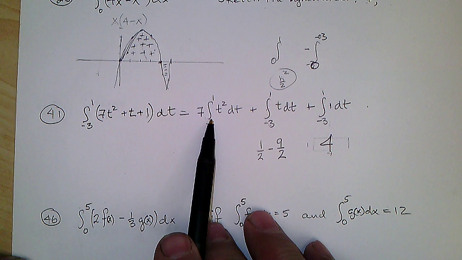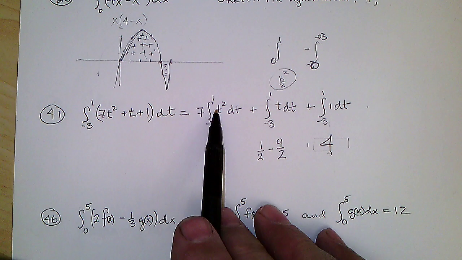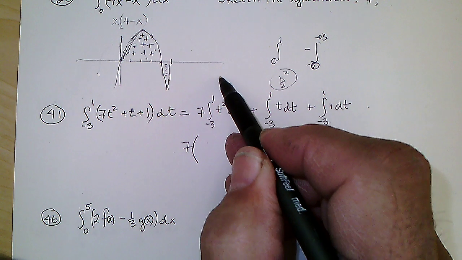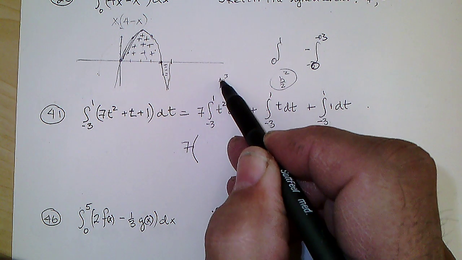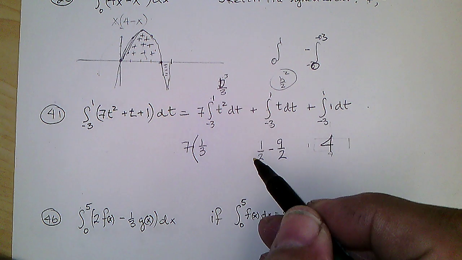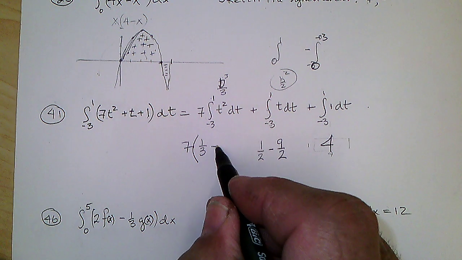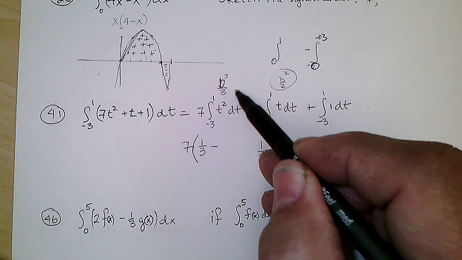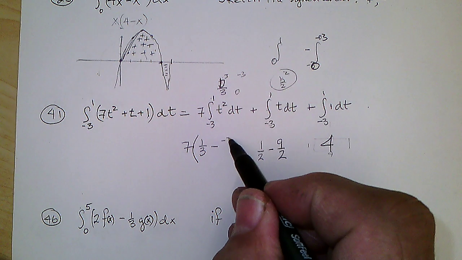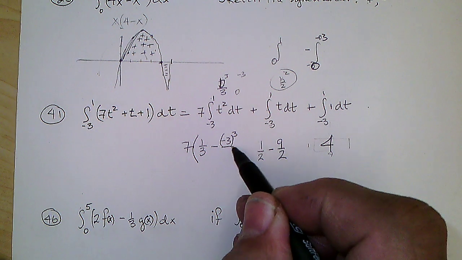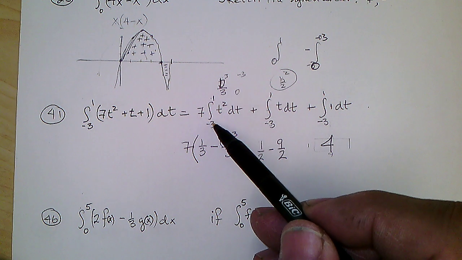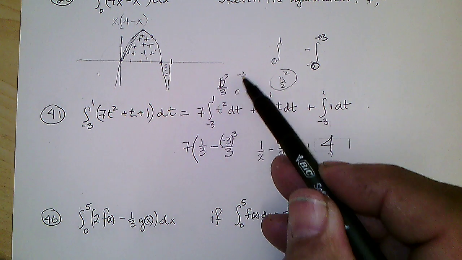And same for this one, I got to split it. So for the 0 to 1, I'm going to have 7 times, and the t squared rule is b to the third over 3. So I'm going to put 1 to the third over 3, 1/3. And I'm going to subtract because I'm going to switch it to be 0 to -3. So I'm going to put -3 into this. So I'm going to get -3 cubed over 3. And then take the negative of that because I'm switching it to be not from -3 to 0, but from 0 to -3.